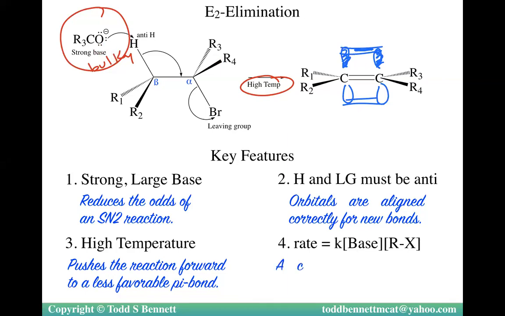So 4 factors that I'm going to repeatedly make a big ordeal about. High temp, strong, bulky base, has to be aligned anti, and the rate depends on both. And honestly, the rate depending on both is probably going to be the least important of these factors. But when you see a large, bulky base with high temp, and the H and leaving group can rotate to be anti to one another, that's when you get this E2 elimination.